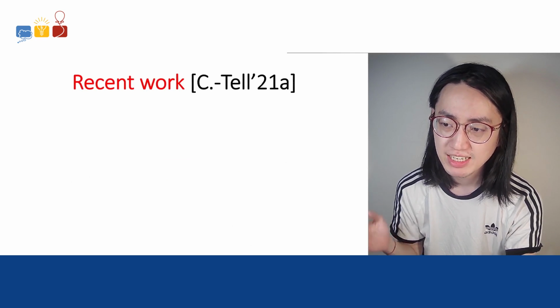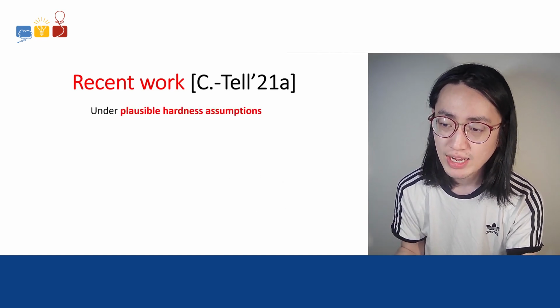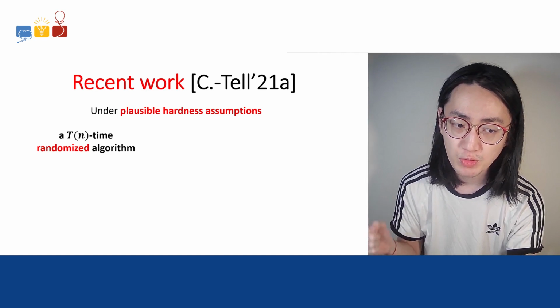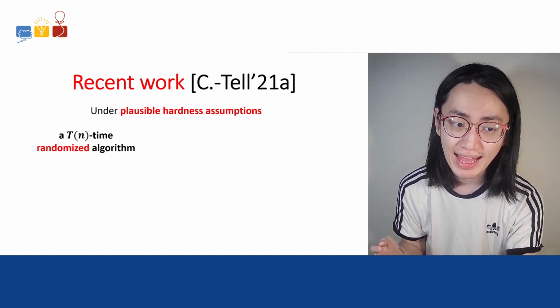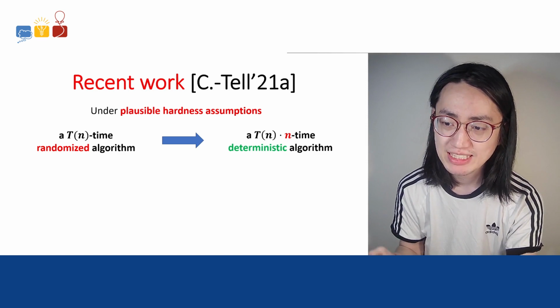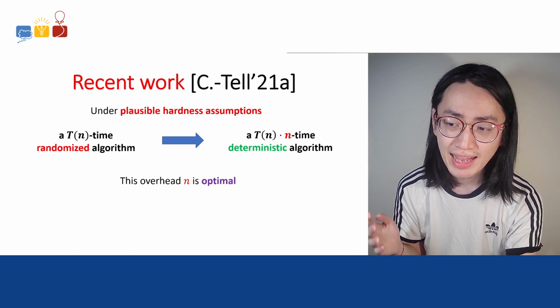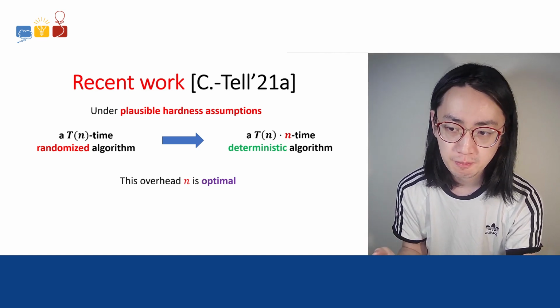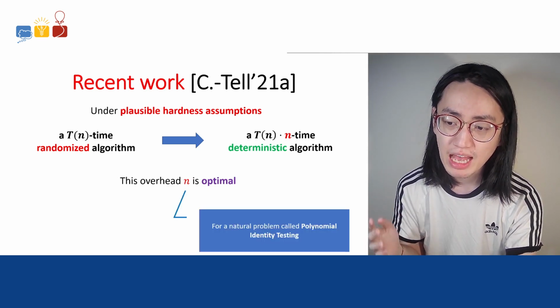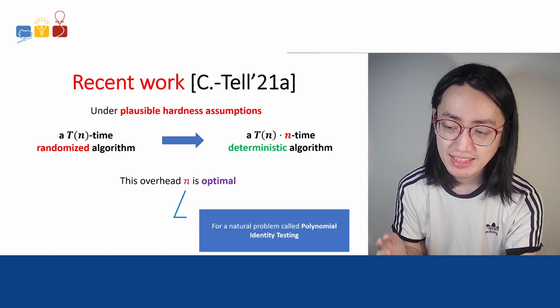In a recent work by Chen and Tell, we answered this question in the affirmative by showing that under plausible hardness assumptions, one can derandomize a T(n) time randomized algorithm with an overhead of roughly n. So recall n is the input length. Moreover, perhaps surprisingly, we show that under certain plausible conjectures, this overhead n is in fact optimal. This optimality result is for a natural problem called polynomial identity testing.